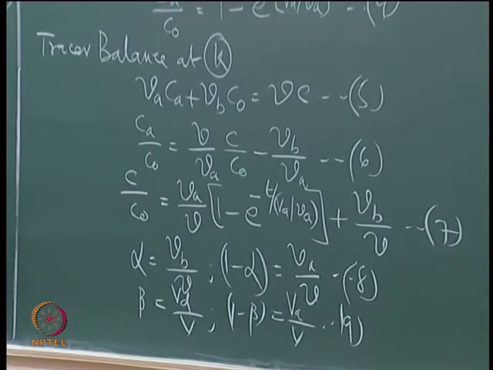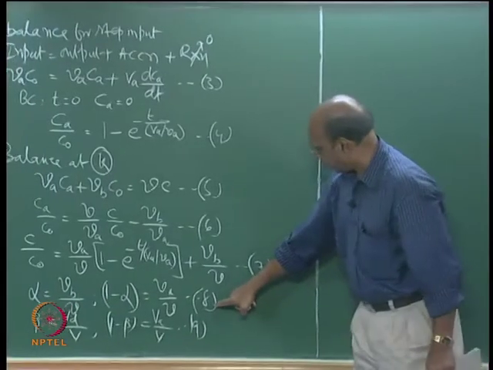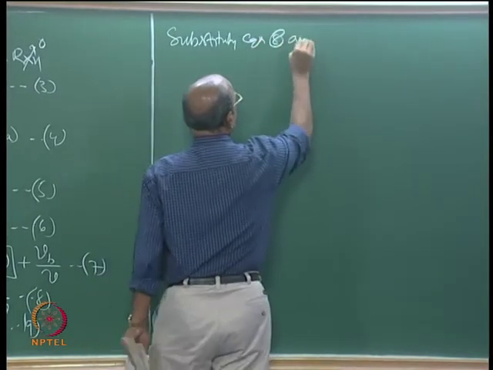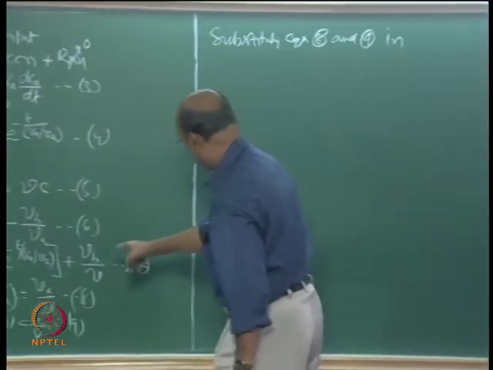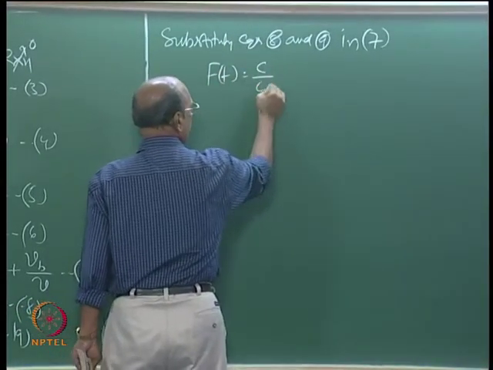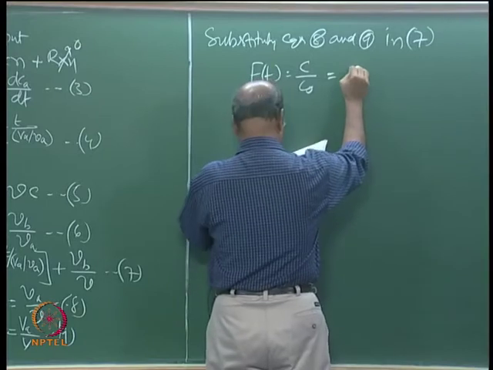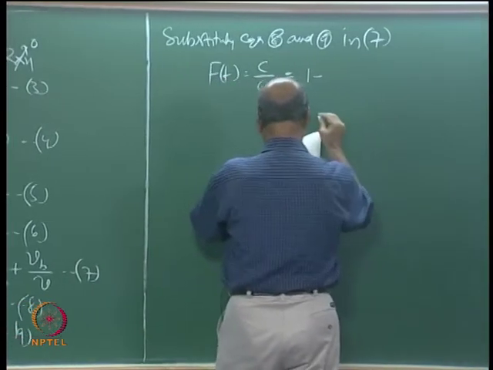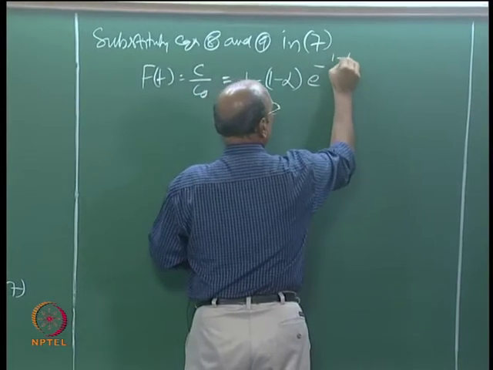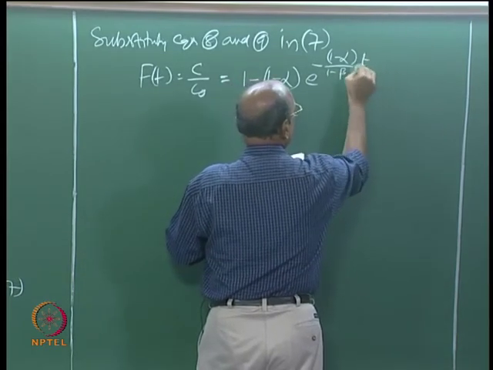Good. So, if you substitute these things, and also we know that it is F T, substituting equations 8 and 9 in 7, then what we get is F T equal to C by C naught, which equals 1 minus alpha, e power minus (1 minus alpha) by (1 minus beta), into T by T bar.